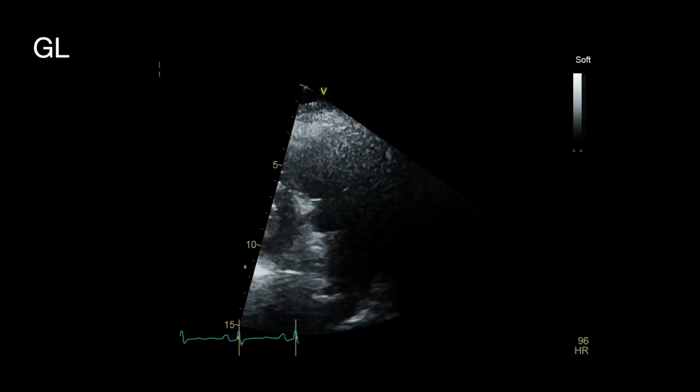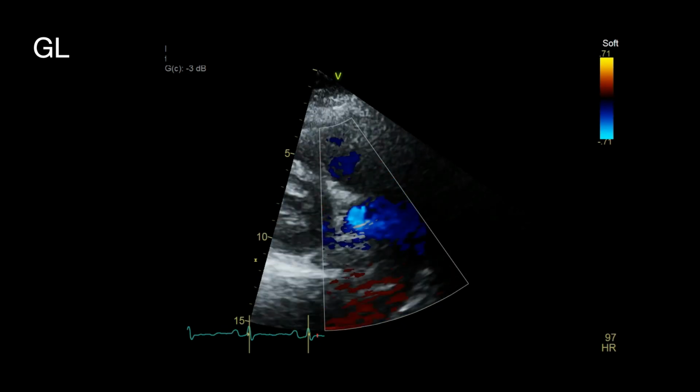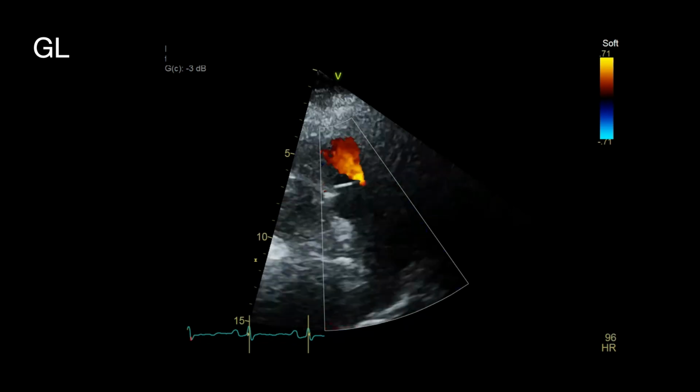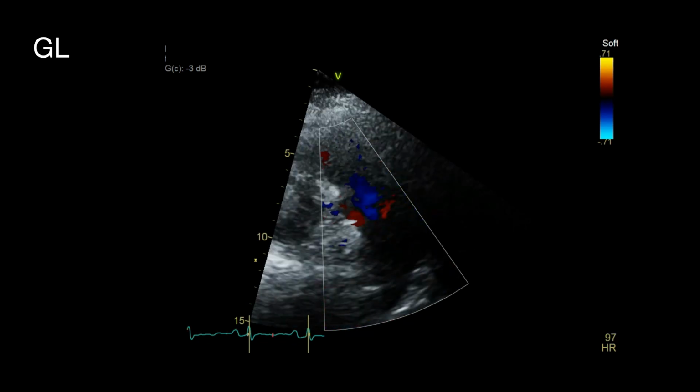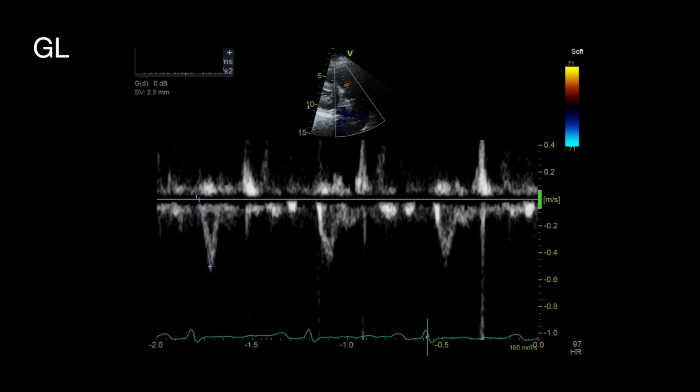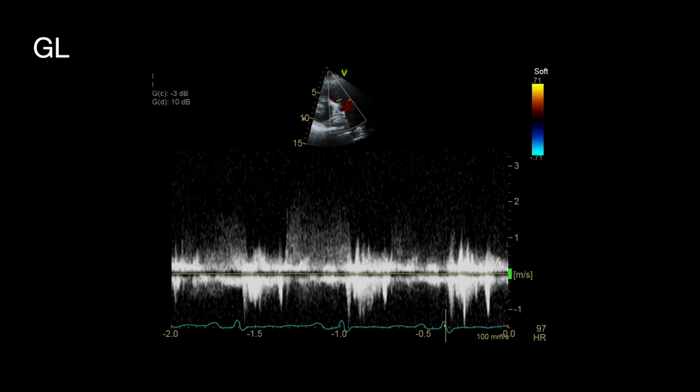RV outflow, a little bit hard to see, but if you put colour on it, it's sometimes easier to see. And you can see the PR jet there. And then pulse wave Doppler through the RVOT. Repeated a couple of times. And then CW, and there was that little bit of jet of PR there, which hasn't been captured very nicely, but that happens.